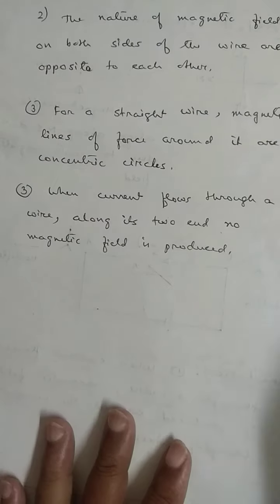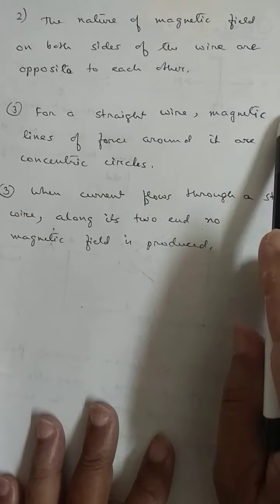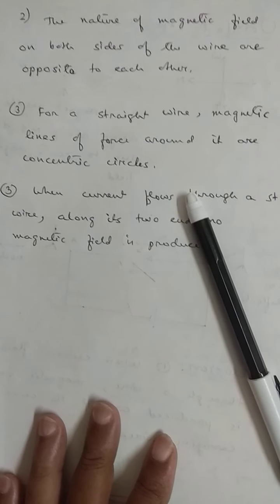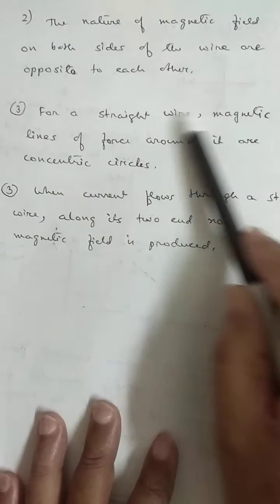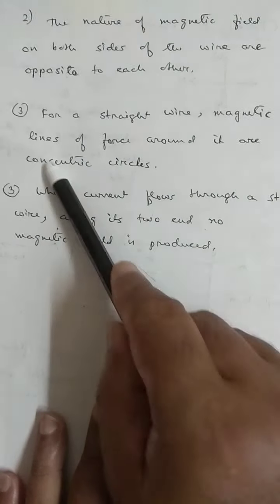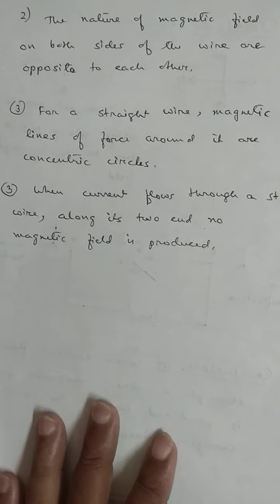And what is the third conclusion? We know that the magnetic field and electric field are represented graphically with the help of lines of force or field lines. So for a straight current carrying wire, the magnetic lines of force around it are concentric circles.